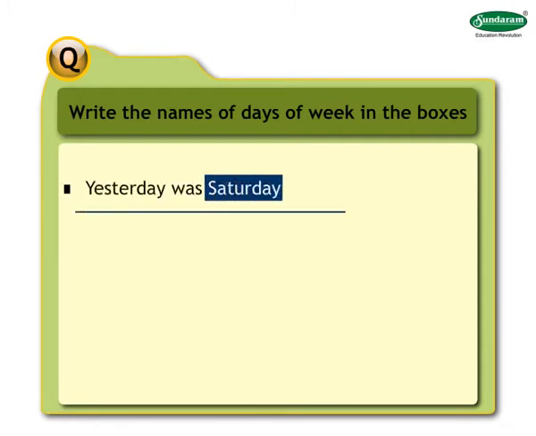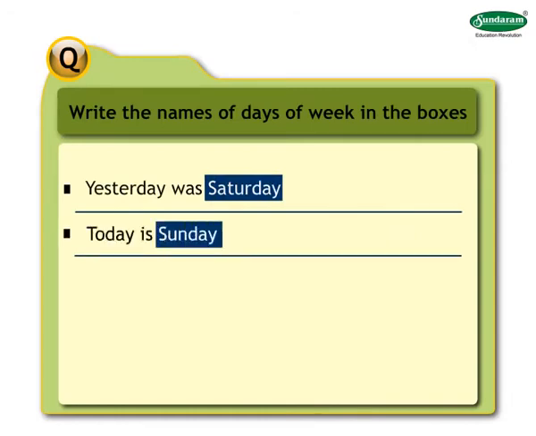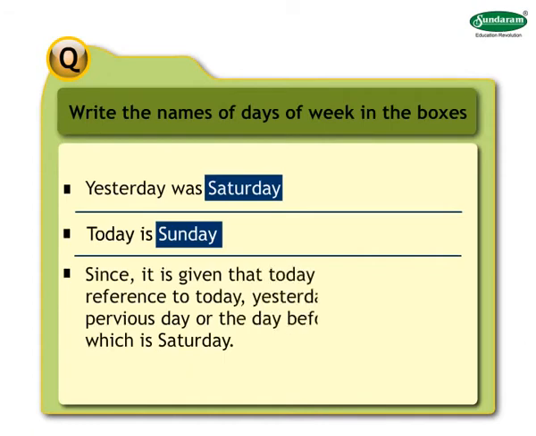Yesterday was Saturday. Today is Sunday. Since it is given that today is Sunday, with reference to today, yesterday means the previous day or the day before Sunday, which is Saturday.